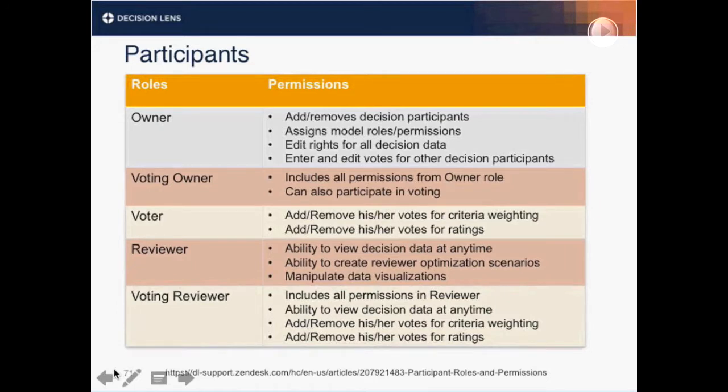The next is a voter. So a voter is someone who you want to solicit feedback from. Maybe you want them to weight the criteria in your model, which we're all going to do, but that's all you want them to do. They don't have access to your model. They can't actually go in and see anything. They just participate in that activity and they're done.